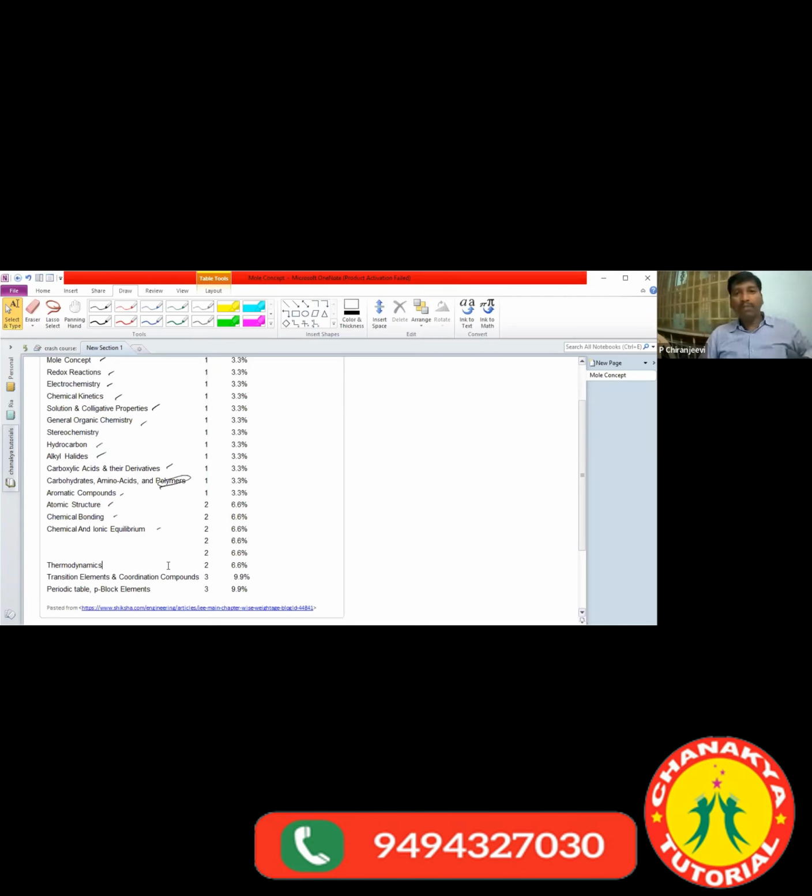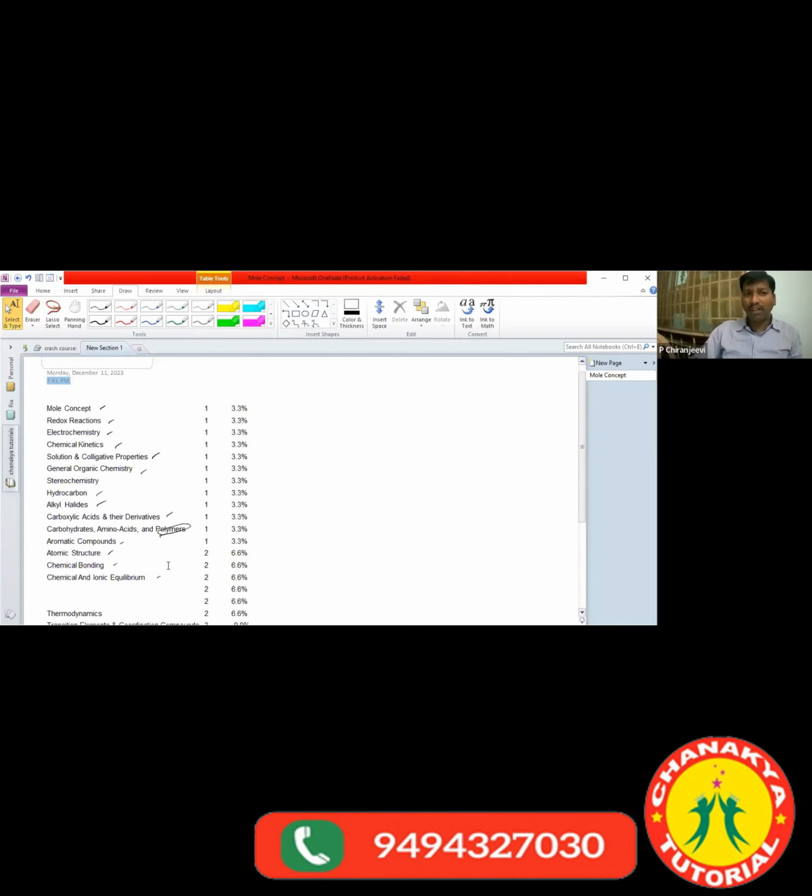In p-block elements we are going to study from the 13th group to the 18th group elements. Now, in this one some interlinked chapters are there. So better we'll start from the mole concept.